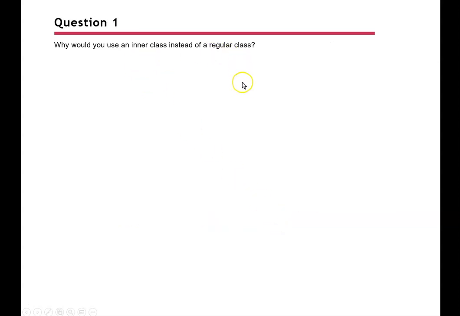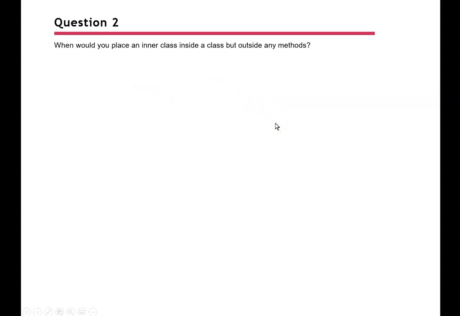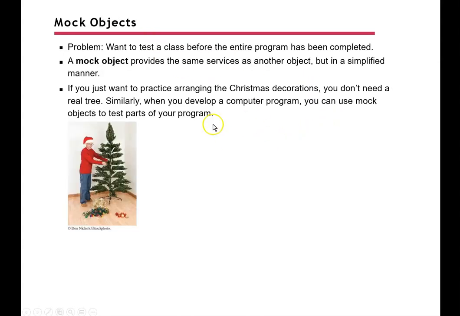Why would you use an inner class instead of a regular class? It's convenient for small, tiny classes. Also, their methods can access local and instance variables from the surrounding scope. When would you place an inner class inside a class but outside any methods? When the inner class is needed by one or more methods.